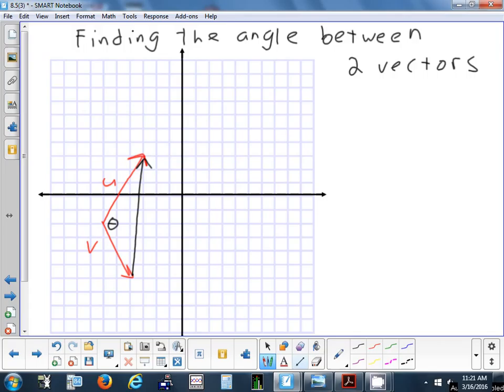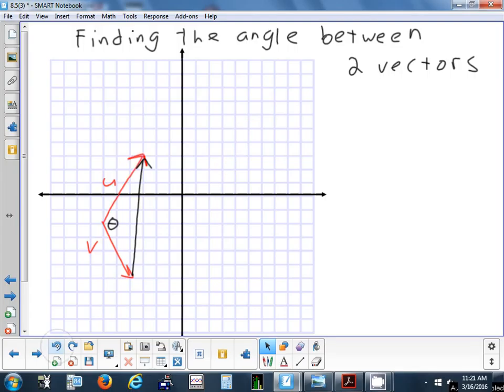It's actually some kind of combination of u and v. Do you think it's u plus v? All right, it is u minus v. If you try u plus v, okay, what's in green is u plus v. Okay, that's not u plus v.